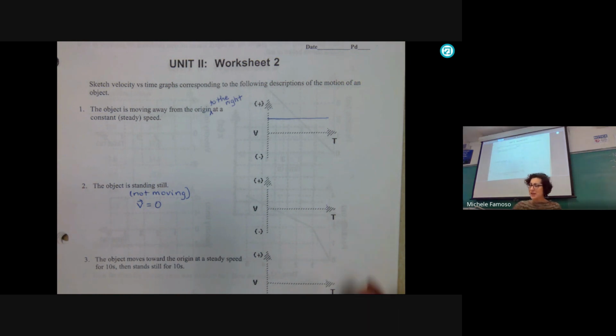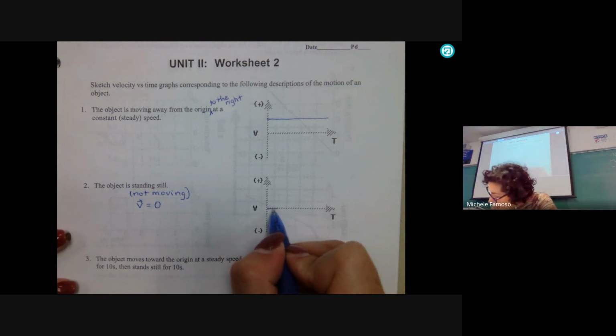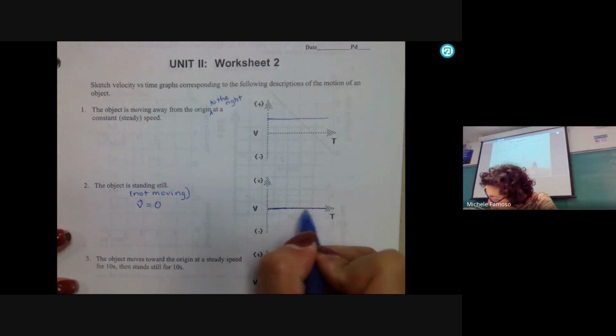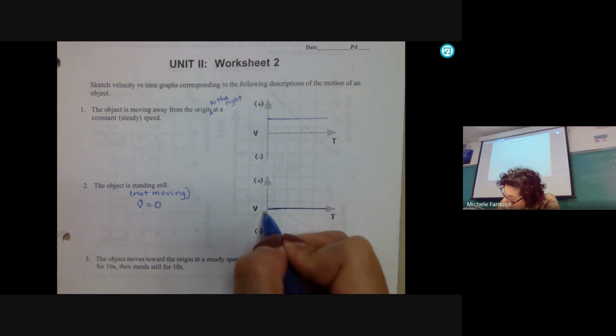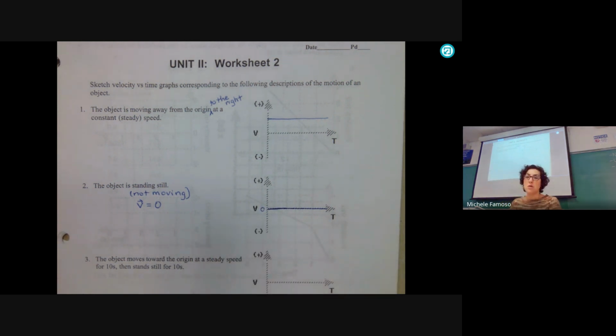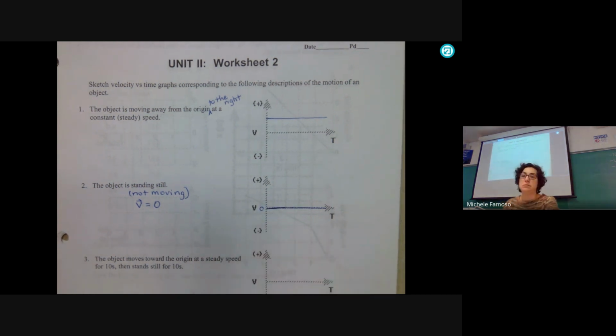So what's that going to look like on this graph? Alex? Yeah, and what shape is it? Yeah, horizontal line on that time axis. Because that is where you have a 0 velocity number.